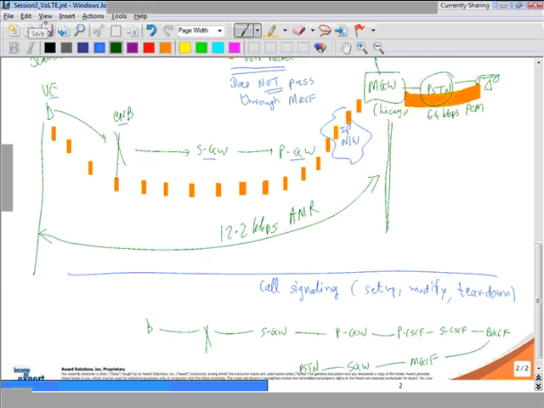So call setup signaling, yes, it passes through MGCF, media gateway control function, but media itself, for example, voice or whatever, it does not travel through MGCF. So hopefully that clarifies. A couple of more questions are coming.